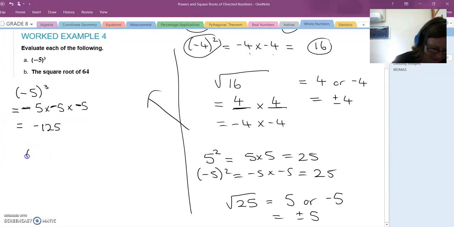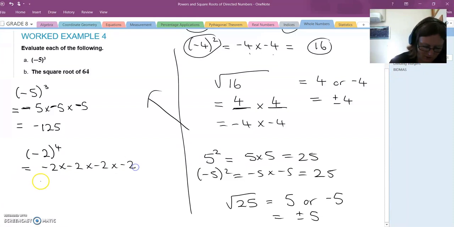I'll do another one like that. Negative 2 to the power of 4. Written in factor form, it's negative 2 times negative 2 times negative 2 times negative 2. So I do 2 times 2 times 2 times 2. So 2 times 2 is 4, 4 2s are 8, 8 2s are 16. Let's look at our signs. A negative times by a negative, well, that gives me a positive. But then I times it by another negative, so it gives me a negative. But then if I times that negative by another negative, it's back to a positive. So the answer is positive 16.